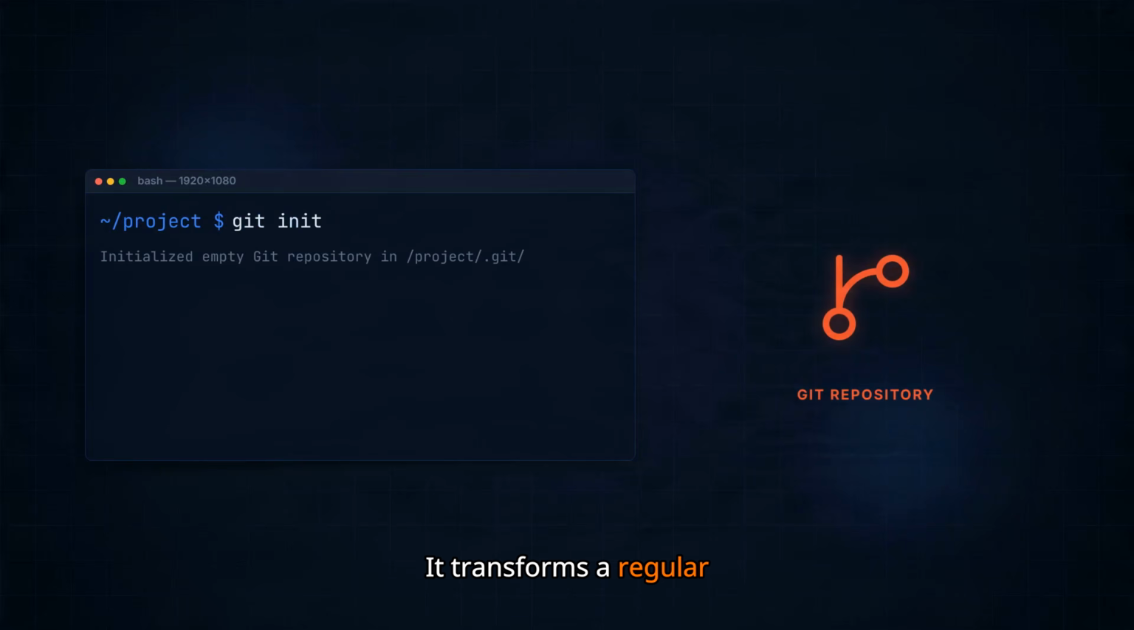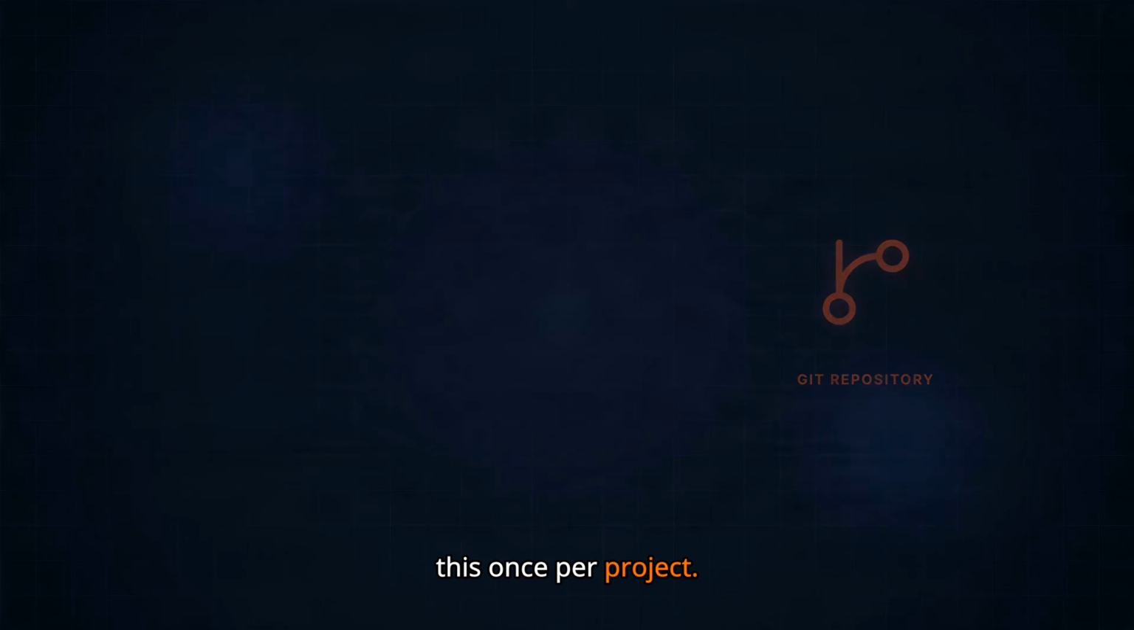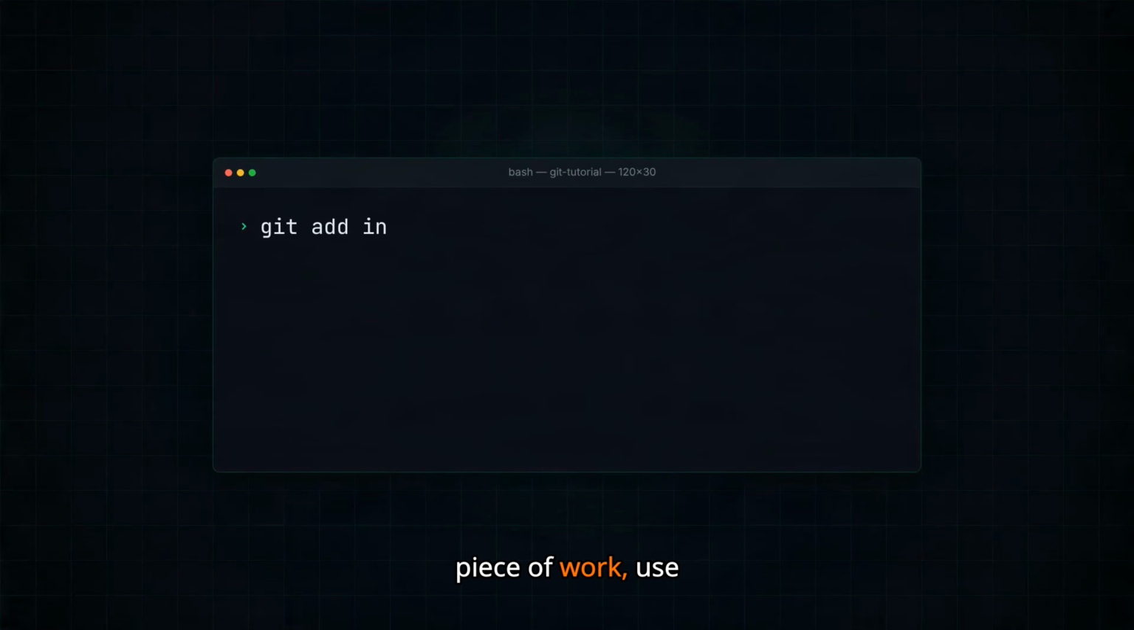It transforms a regular directory into a tracked repository. You only ever run this once per project. When you've finished a piece of work, use git add followed by the file name. This moves your changes into the staging area. It's like putting that great photo in the print pile we talked about earlier.